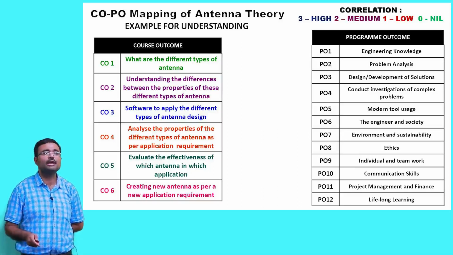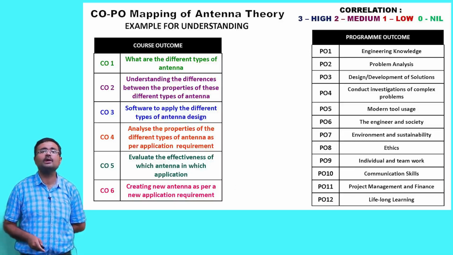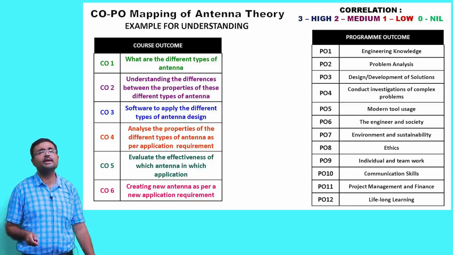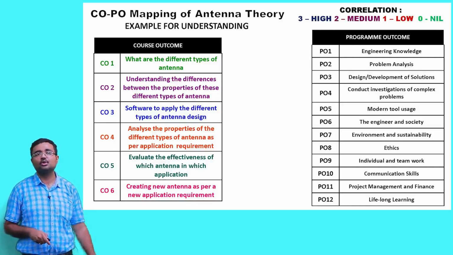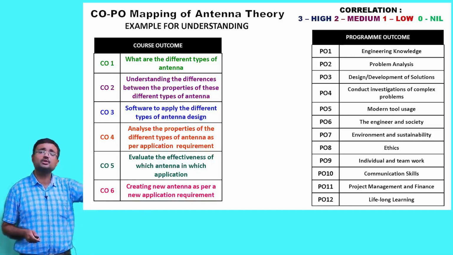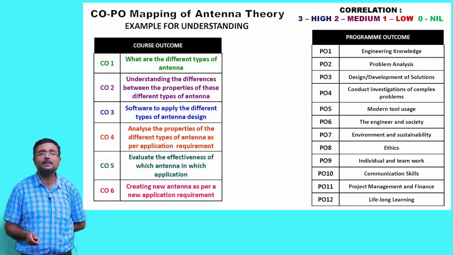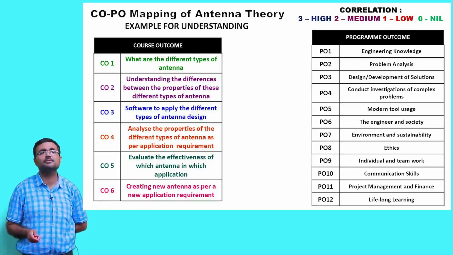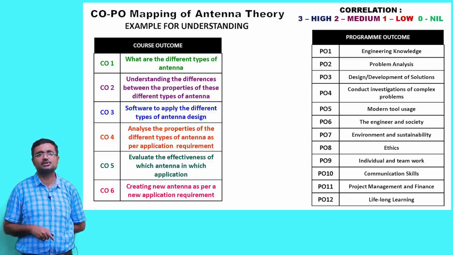For example, CO5, if it does not map to any program outcome, then there is no point of having a CO5. So all COs must be mapping to some PO or the other, but not all POs have to be covered by antenna theory. Some other courses are there to cover those POs. For example, there is a course called Values and Ethics in Profession, which will be able to cover ethics. There is the English course in engineering, which will be able to cover communication skills.